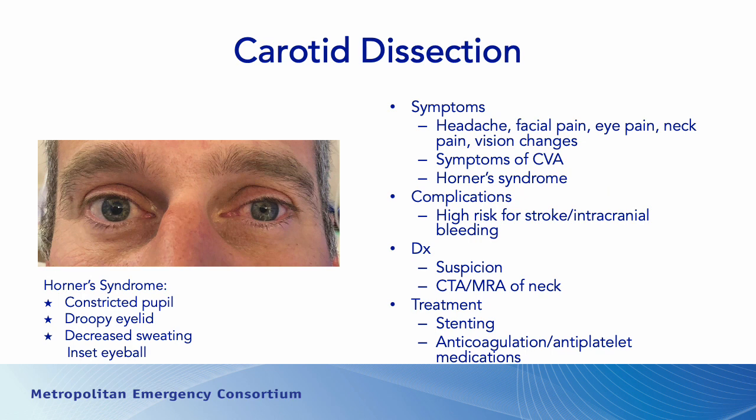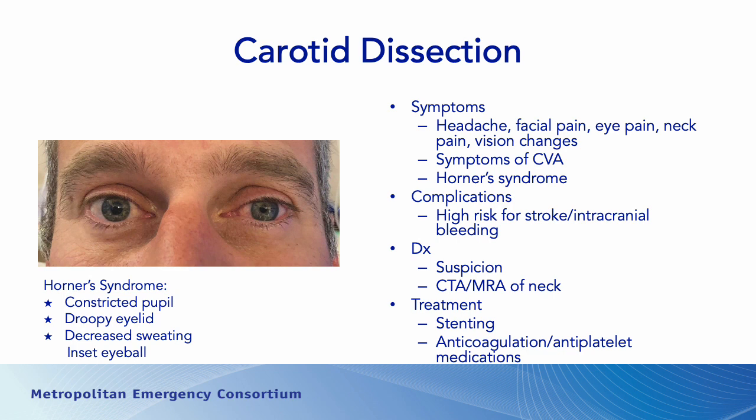So what kind of symptoms might you see with a dissection? Well, you can have headache, facial pain, eye pain, neck pain, visual changes. You can have symptoms of stroke. Like I mentioned, 2.5% of stroke patients end up with a carotid dissection as the causative etiology. And there's something called Horner syndrome you may see.